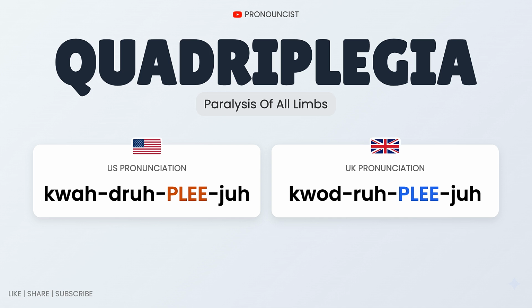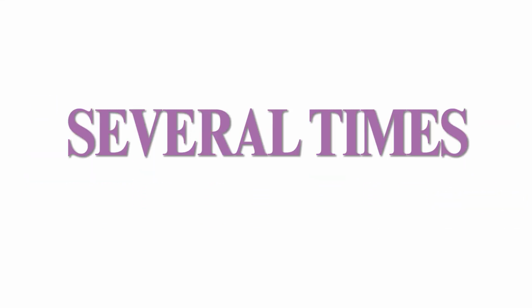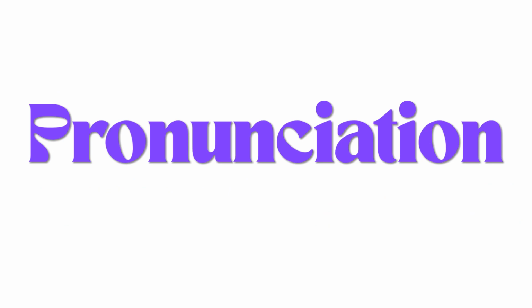Quadriplegia. Practice repeatedly and you'll soon be able to say this word perfectly. The best way to practice is to repeat the syllable multiple times. The meaning of the word is paralysis of all limbs. Try repeating this word several times to improve your pronunciation.